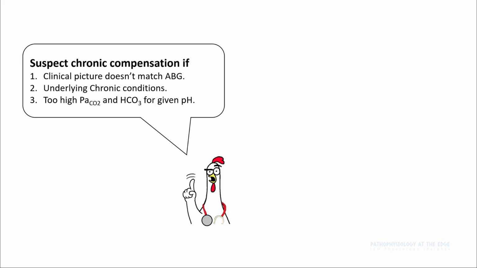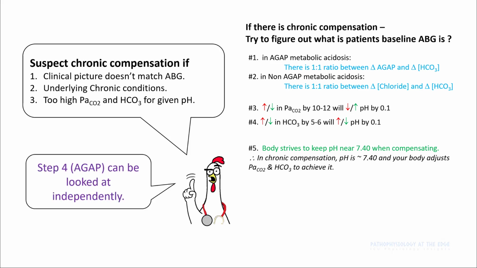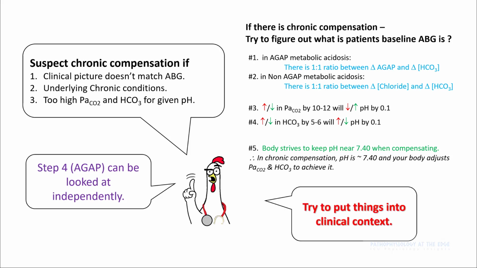Suspect chronic compensation if the clinical picture doesn't match his ABG, patient has underlying chronic conditions, and patient has too high PaCO2 or too high bicarb for a given pH. And know the ratios. Know that step 4 of an anion gap can be looked at independently of all other 5 steps. And always try to put everything into clinical context and see if everything fits.